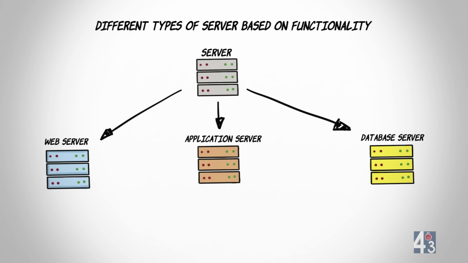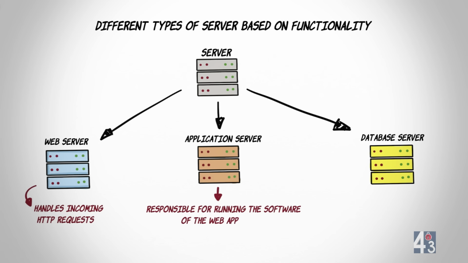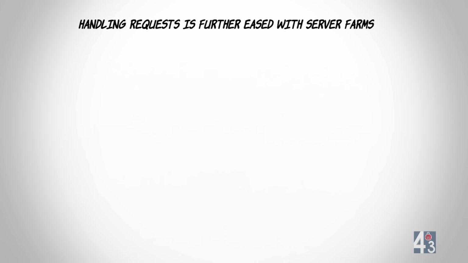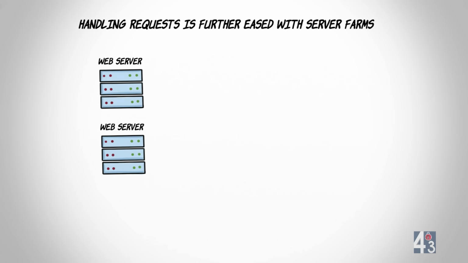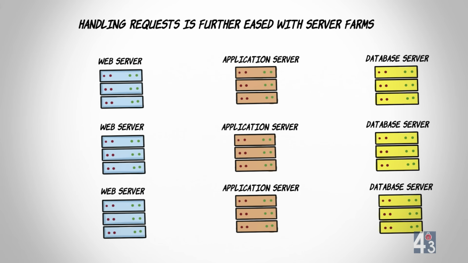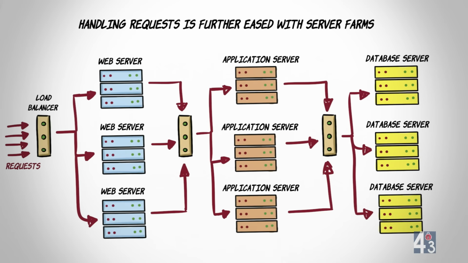So the web server is a machine that only handles the incoming HTTP requests. An application server is responsible for running the software of the web application written with backend programming languages. And the database server runs the database management system. This is where the data resides. The ease of handling requests on scale is further enhanced by server farms. The idea here is to replicate as many servers based on functionality and evenly distributing incoming requests with the help of another computer called a load balancer. This prevents any server from being overloaded.